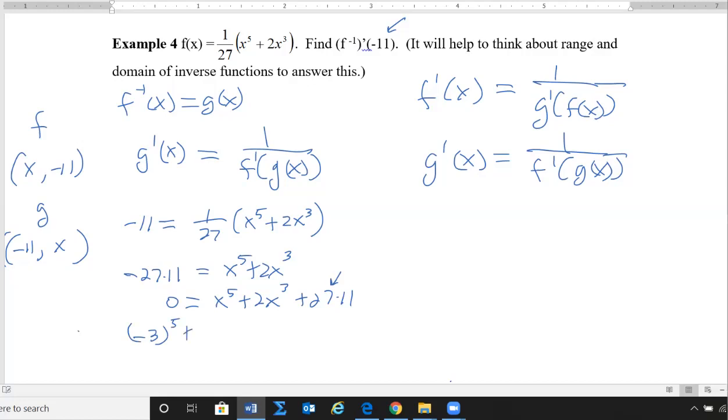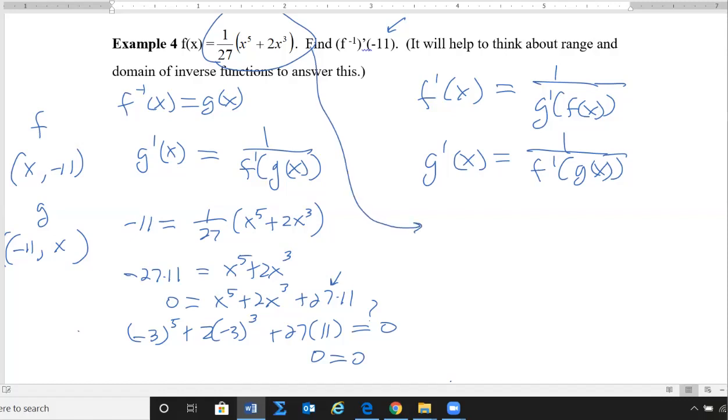Negative 3 to the fifth plus 2 times negative 3 to the third plus 27 times 11. Does that equal 0? And it turns out that it does. Yes, it does equal 0. So we do have a negative 3 as a 0 here. And it's going to be the only one, because if this is my function f, then quick look at that. Because you might be saying, well, does this thing even have an inverse? Well, we're assuming it does, because it wouldn't ask us to do it if we couldn't. So I won't even waste any time on that.